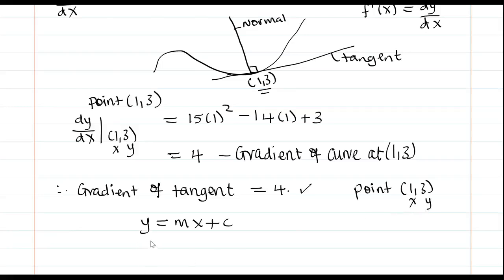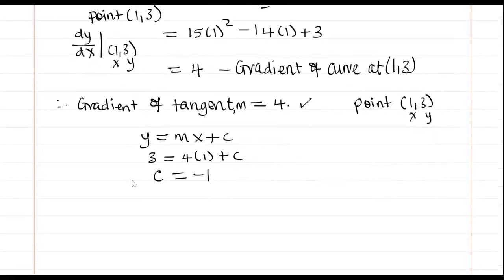So we substitute: our y is 3, equals our m, the gradient, times x, which is 1, plus c. Then we make c the subject of the formula. So c is -1. After getting c, I believe you know how to use the equation of a straight line. So our equation of the tangent becomes y equals, substituting for m, which is 4, 4x plus c, but c is -1, so 4x - 1. So this is our equation of the tangent.